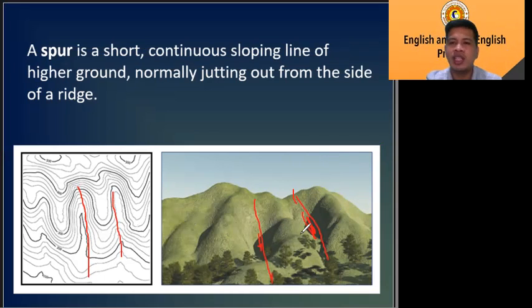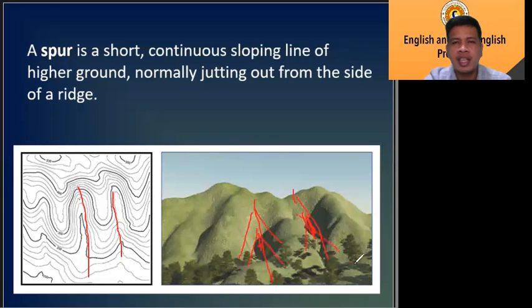And usually they also form a V shape or a U shape, pointing away from the hill. So this one is the top of the hill, with a V like this.